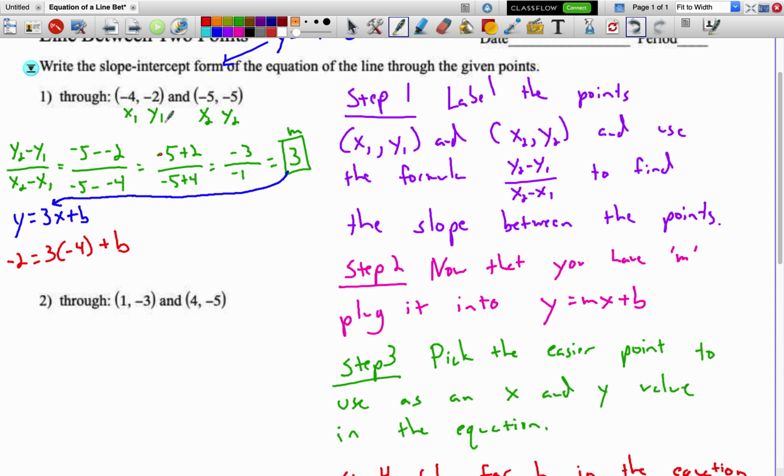B is still a variable. We're borrowing a negative 4 as an x and a negative 2 as a y value so that we can solve for b. All right, let's solve for b. So 3 times negative 4 is negative 12.